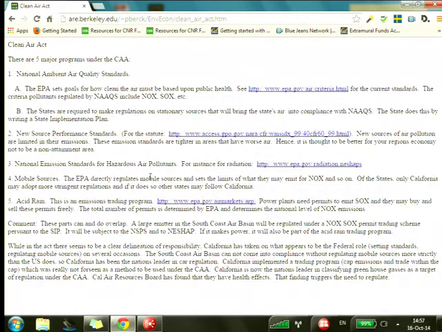So you'd find as you go to build your new plant that you are responsible to the US EPA, you're also responsible to the California EPA, and they may set stricter standards. In California, they will. So those are your fixed sources, like a power plant.